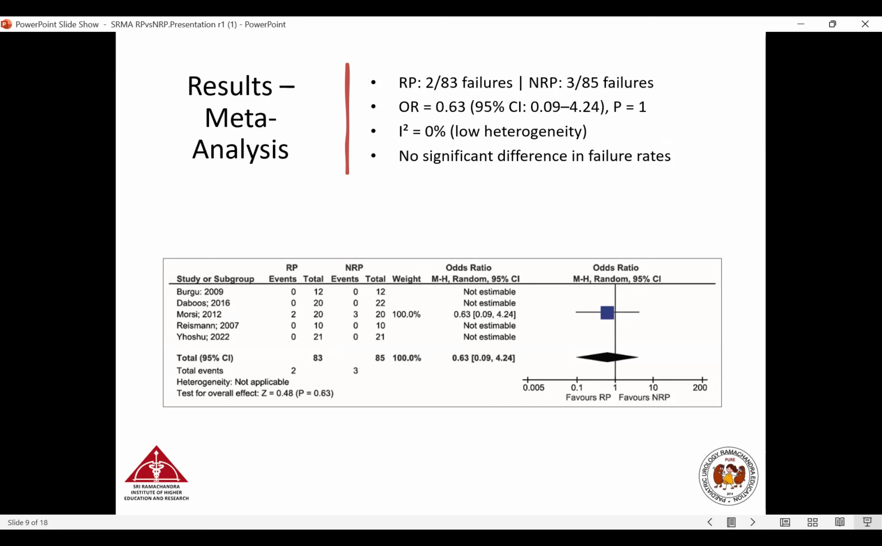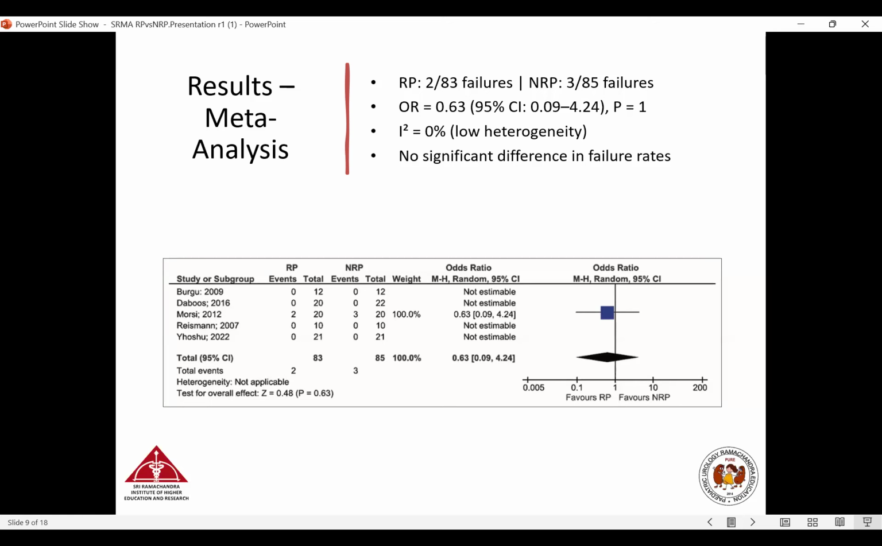But if you look more carefully, only 1 study reported any failure. All the other studies have got 0 failure, 0 failure, 0 failure. So the entire meta-analysis is based on 1 paper. This is where the problem of this meta-analysis is. Basically, we can consider this as a duplication of this particular study, because all other studies are not showing any failures.